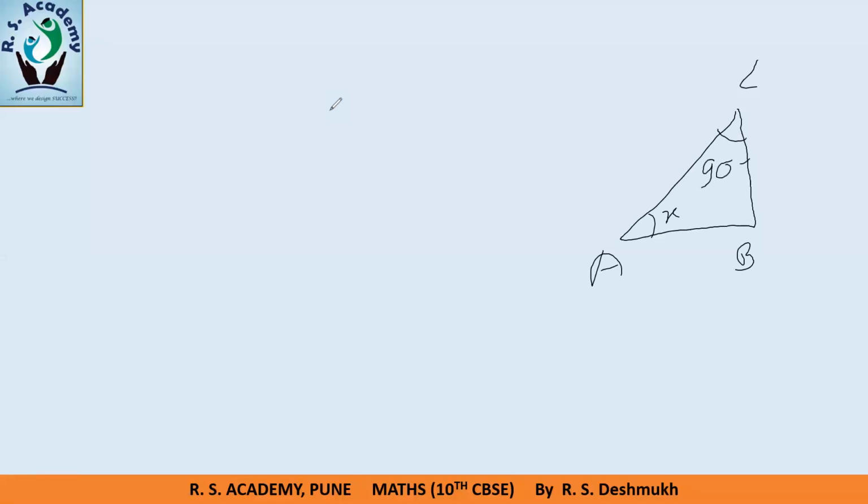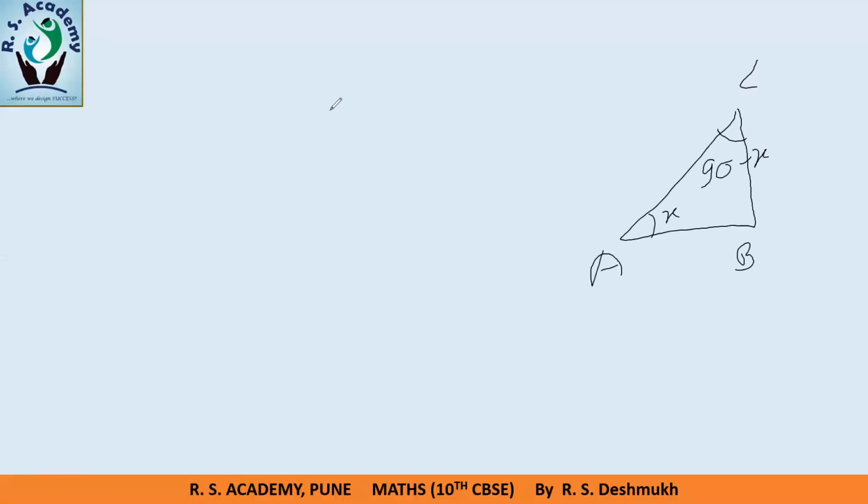Suppose I consider a triangle ABC with this angle, let us say X, then this will become automatically 90 minus X.